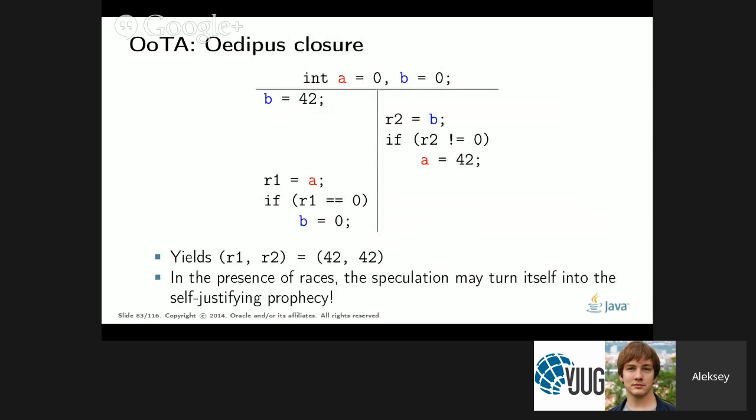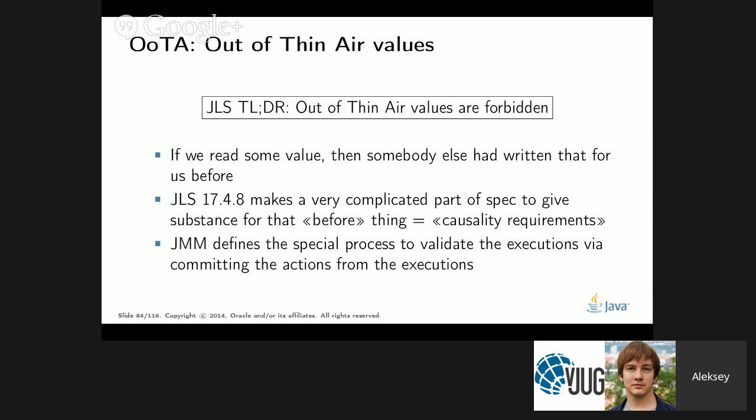So what are out of thin air values? Notice that if you look at the original program, there is no execution that could yield 42. And if you observe the result 42, 42, it looks as if the program had pulled the value 42 out of thin air. It's not there in the original program. The original program could not yield this result. In fact, I just pulled it out of thin air. JLS actually says that out of thin air values are forbidden, so that you only read some value that somebody else had written before.